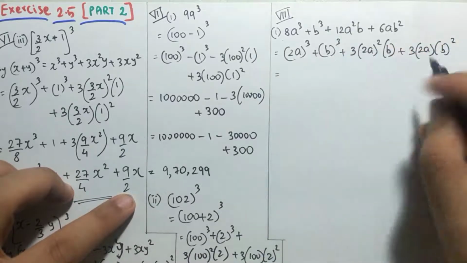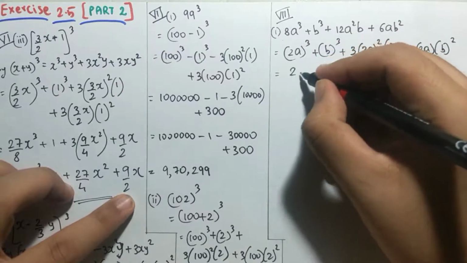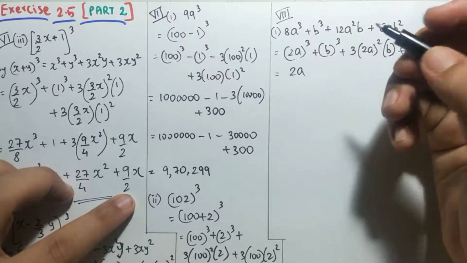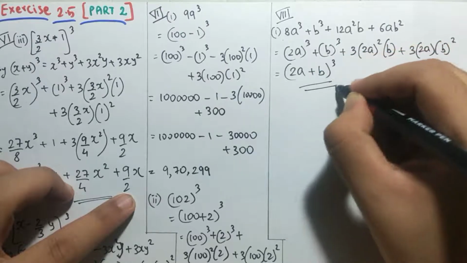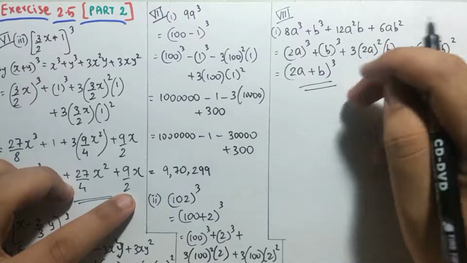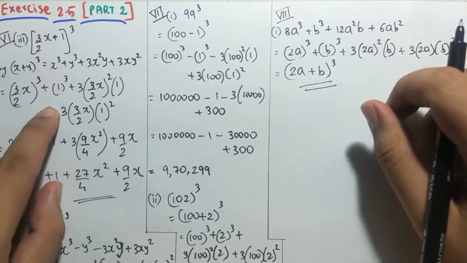This is your final answer. Now you know that this is a plus b the whole cube. What is a? Sorry, x plus y the whole cube. What is x? 2a. And what is y? b. So 2a plus b the whole cube. I am not writing the identity which I have used. You should know the identity, that is x plus y the whole cube.